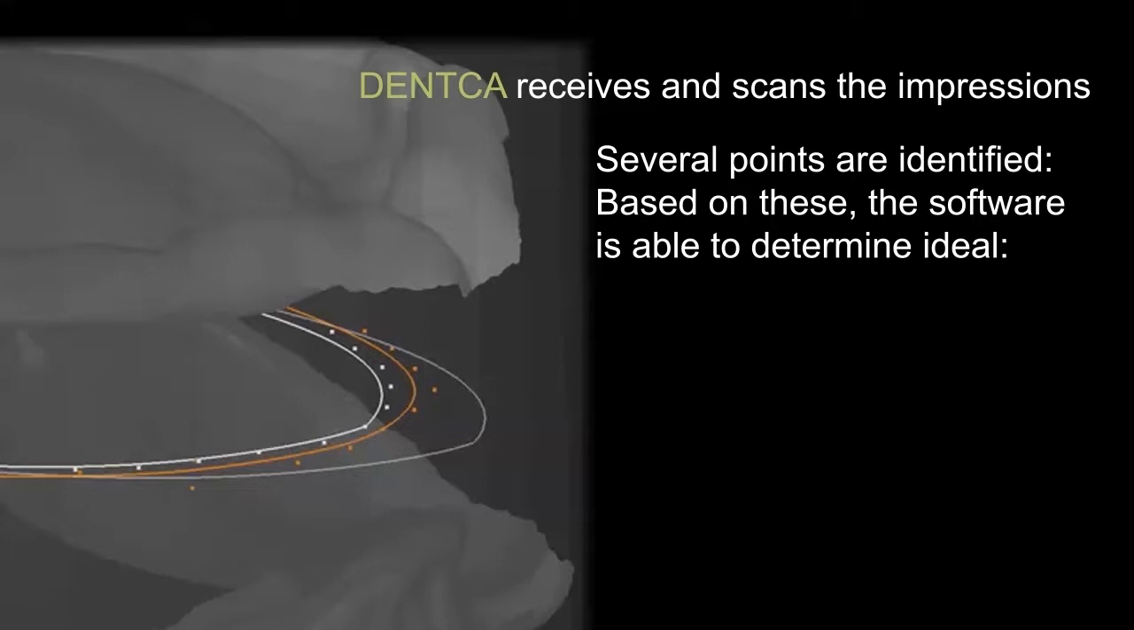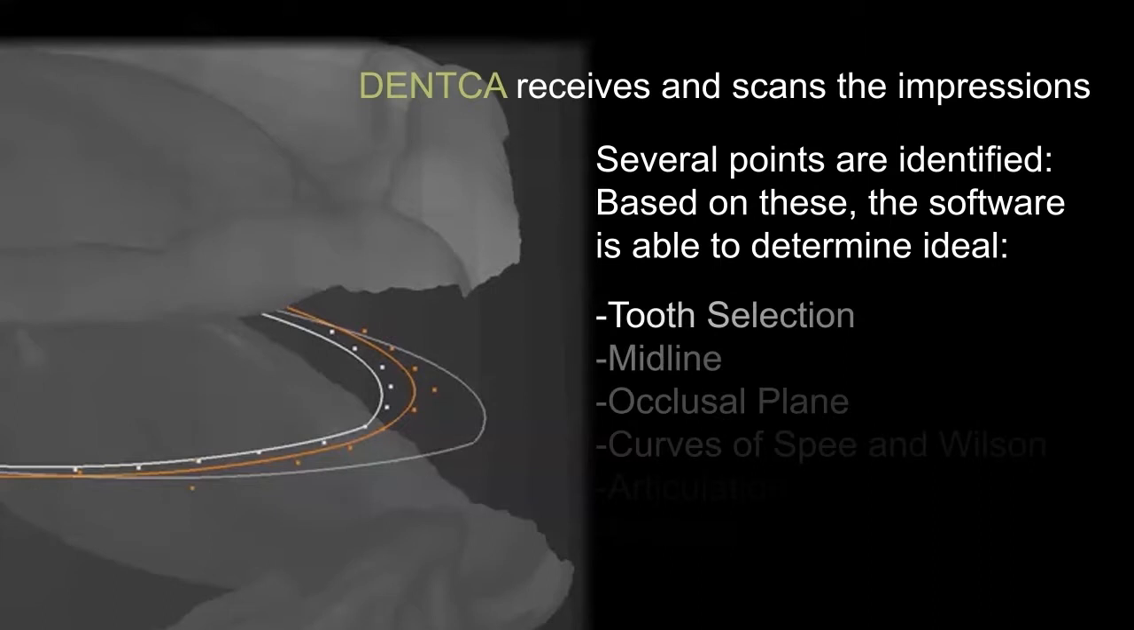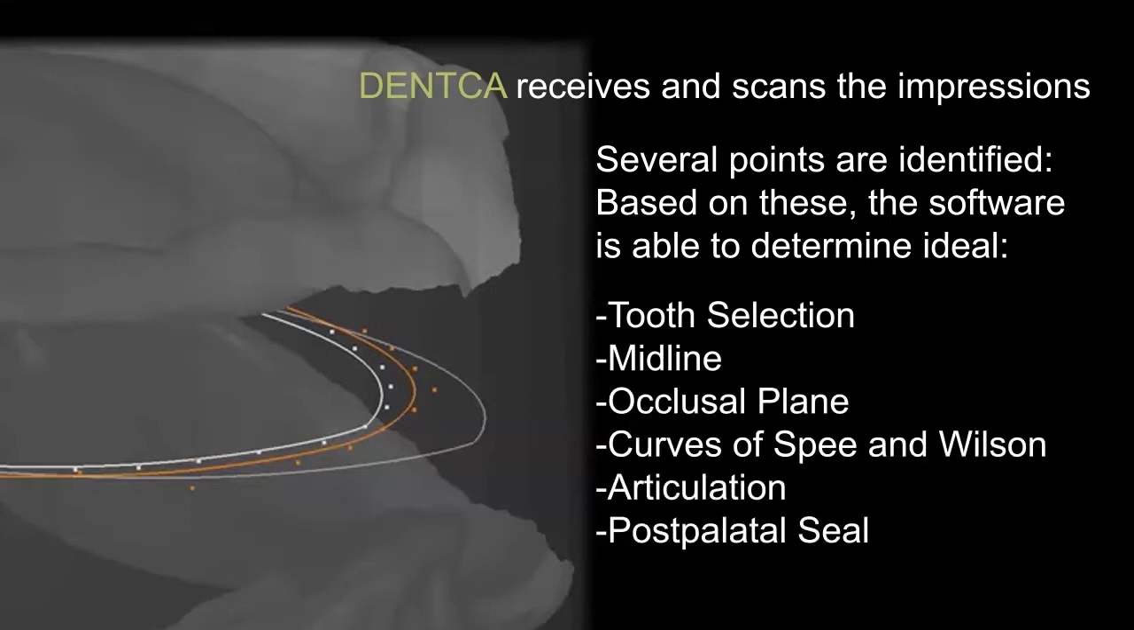This functional and aesthetic situation includes tooth selection, both for posterior function and anterior aesthetics, the correct midline, the ideal occlusal plane, including the curves of Spee and the curves of Wilson, the correct articulation, and a post-palatal seal so that your final maxillary denture will have excellent retention.